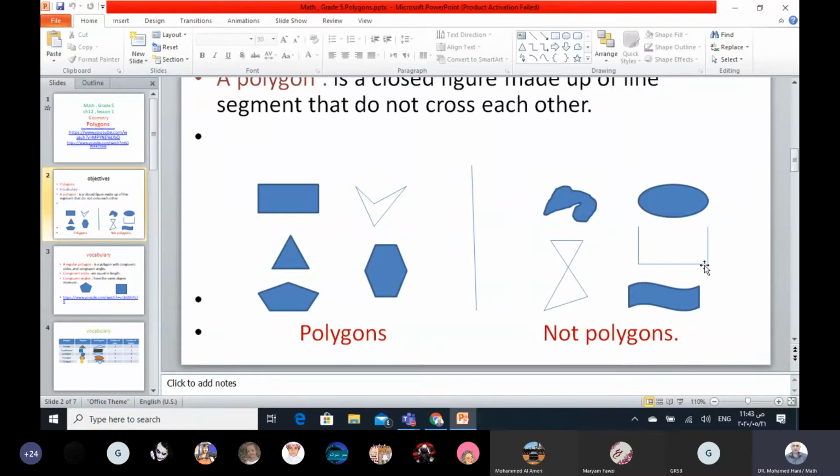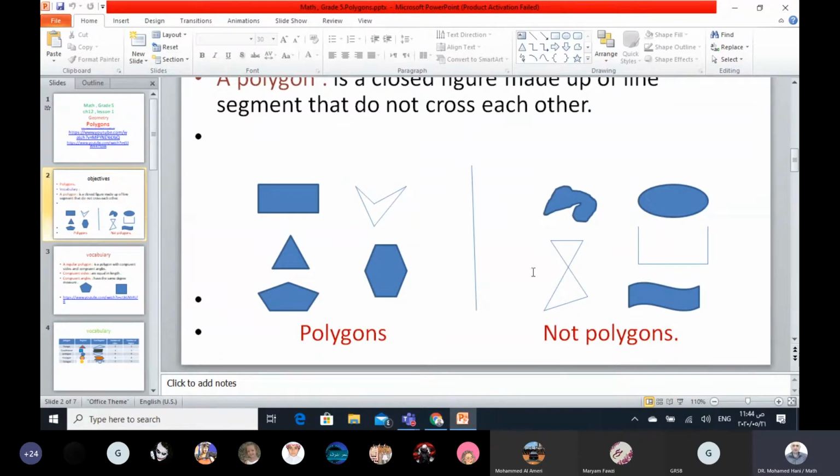Here it's an open shape. So this is not a polygon because here we don't have a segment. And here this side and this side are not straight lines. This side and this side are not straight lines. So this is not a polygon. Here we have straight lines and the figure is closed, but here we have a cross. When you have a cross inside the figure, it means not a polygon. Here we have a cross. When you have a cross inside the figure, this is not a polygon.